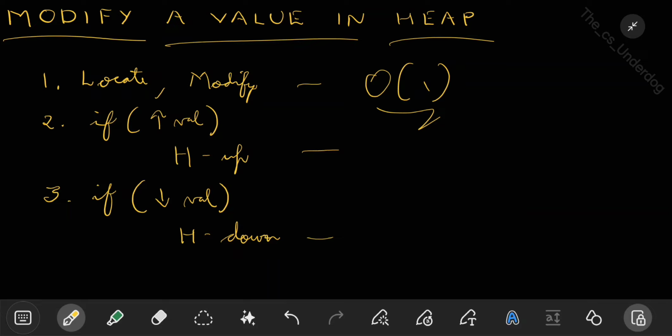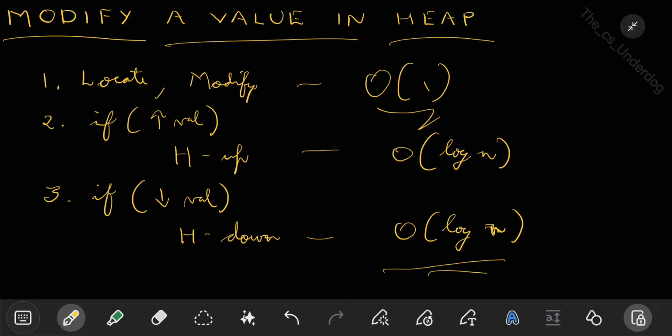What is the height of the tree? Height of a heap is log n, so order of log n. What about the heapify down operation? In the worst case, you may have to start at the root and come down to the leaf. So again, it depends on the height of the tree. It is order of log n, because the maximum height of a heap is order of log n. So this is the time complexity.